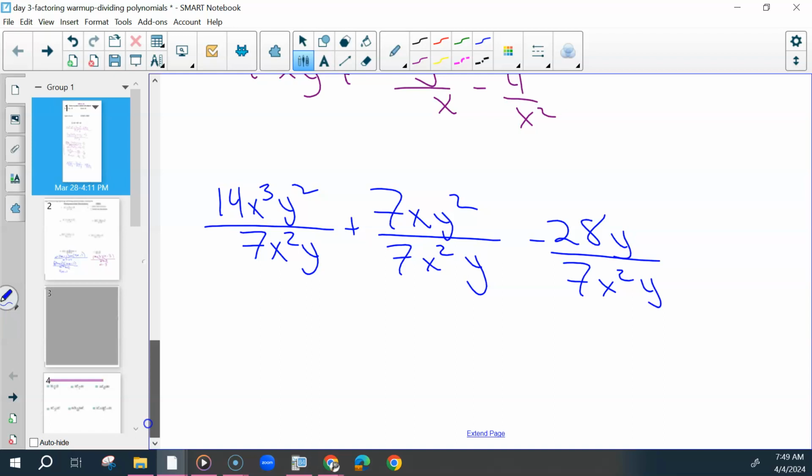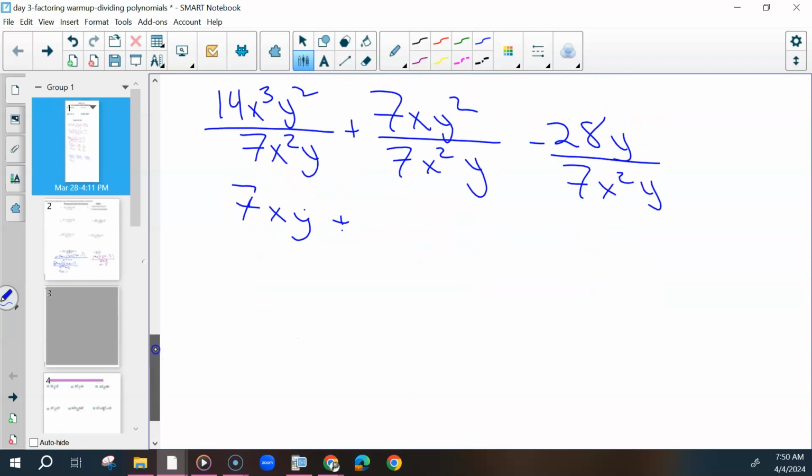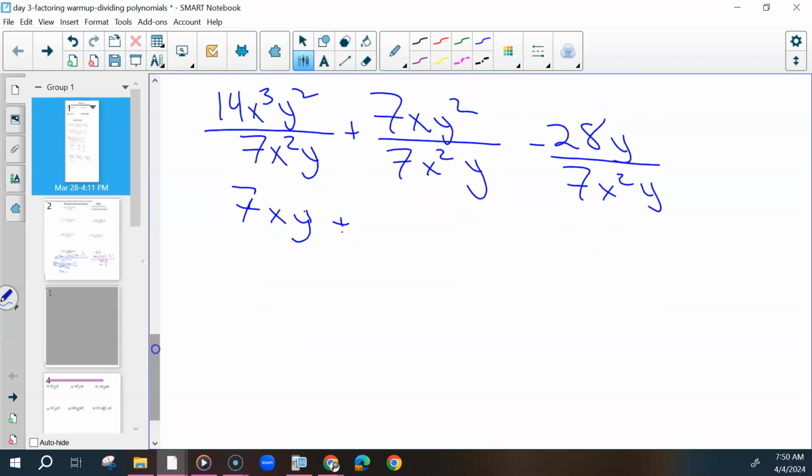And then just simplify each piece. So if we simplified this, what would that be? 7. Just 7. It would be 7xy plus x, over y over x, minus 4 over x squared. See how we got there a lot faster?